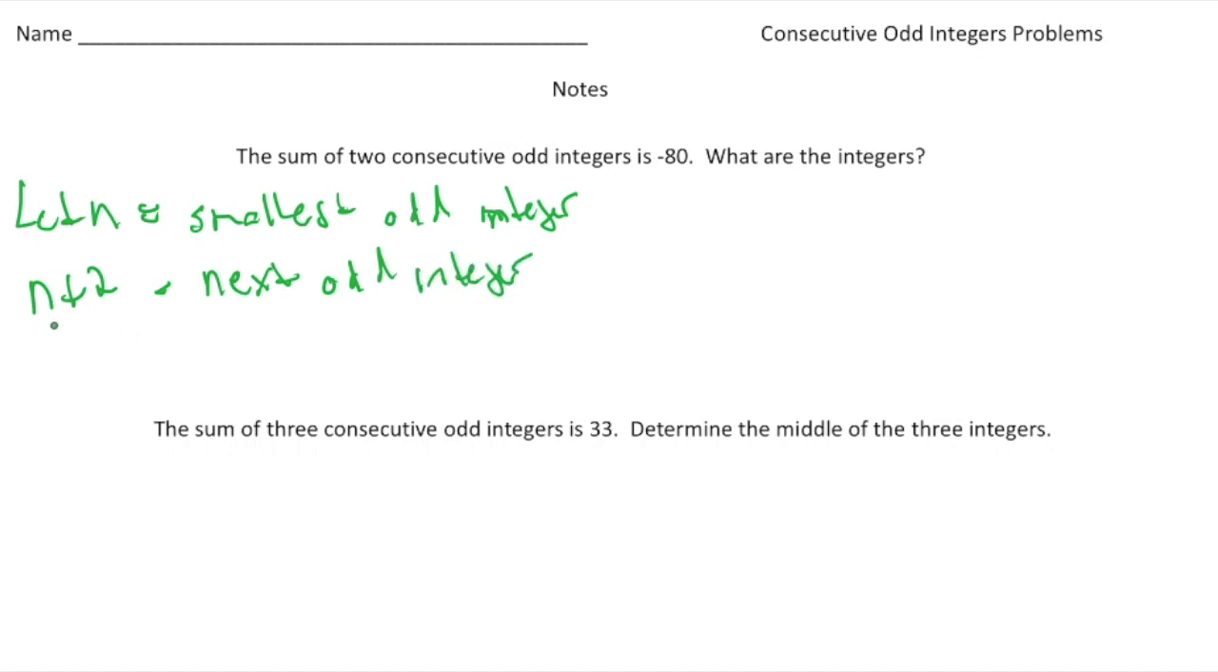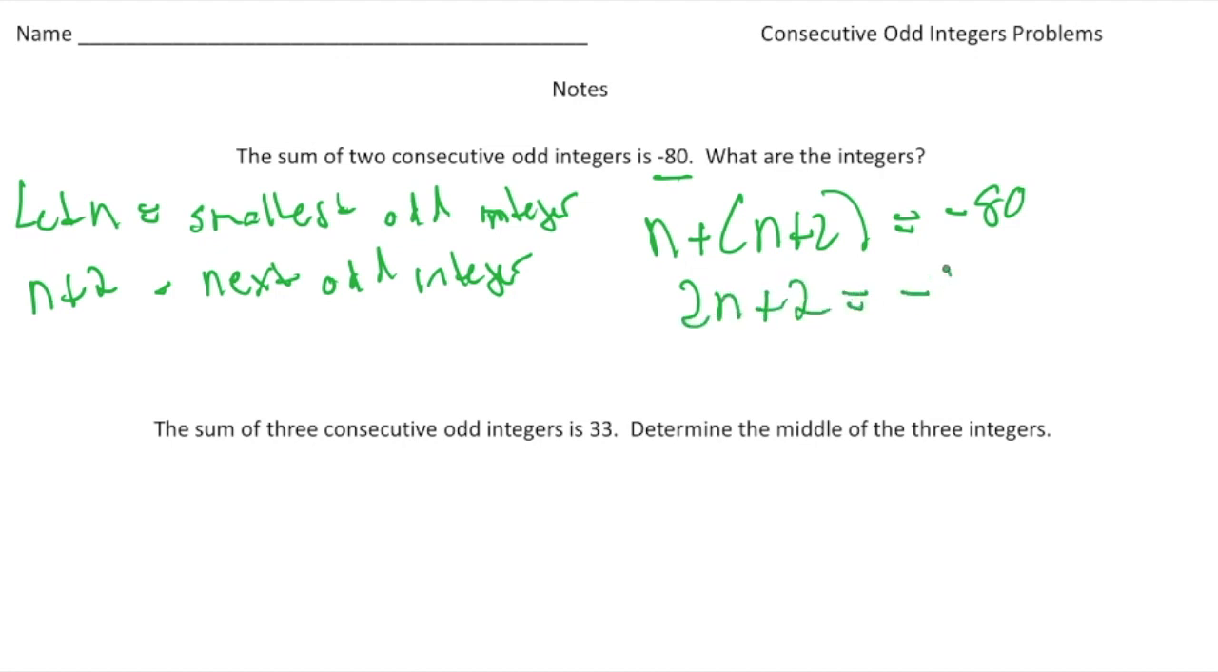And because we know that n is going to be the smallest, and n plus 2 is going to be the next one, we can add them together, and the sum is going to be negative 80. So let's write an equation for that. So it's going to be n, that's the first integer, plus, in parentheses, n plus 2, that's the second, and together they're going to add up to negative 80. And now we can just solve the equation. So n plus n is 2n, plus 2 equals negative 80. I'm going to subtract 2 from both sides. And you got to be careful with your negatives here.